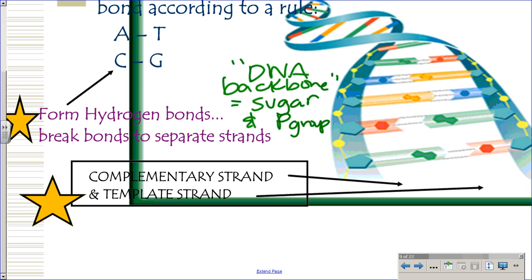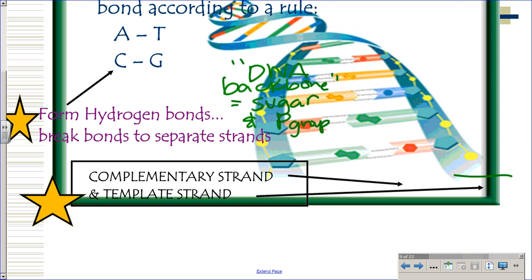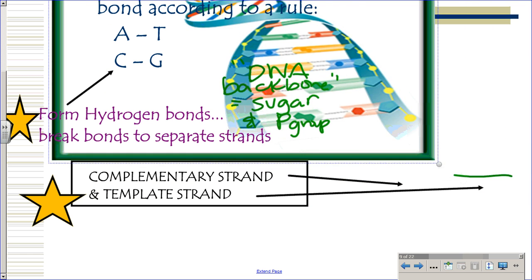So DNA backbone. What is not in the DNA backbone then? Nitrogen bases, where are they? The ladder, like the ladder rungs, or the rungs that you step on if you were stepping on a ladder. Okay, so that's one thing that we need to know, what the DNA backbone stands for.